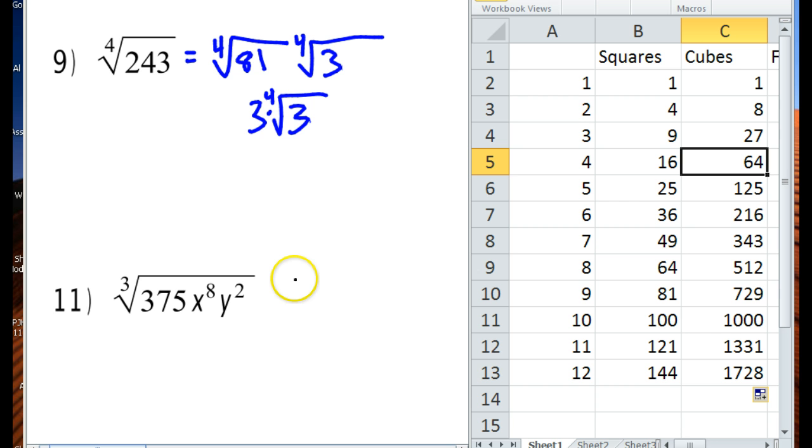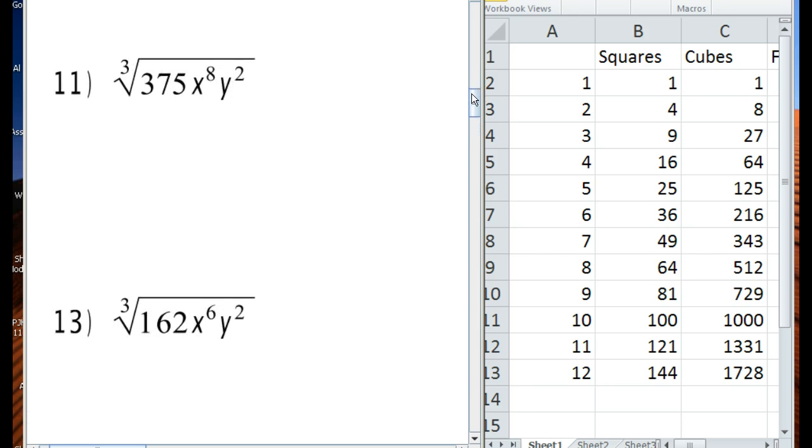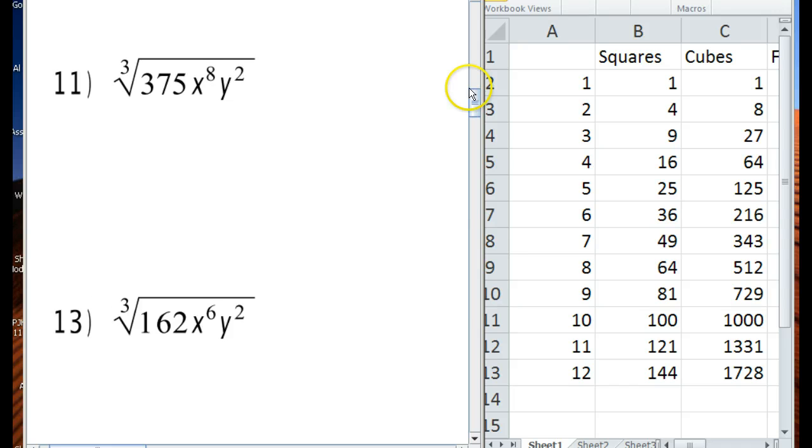Okay, I believe that will do it. Let's try some with variables, I guess. Okay, so 11, that'd be good. Back to cube roots. So switching back and forth between what numbers we're checking for.